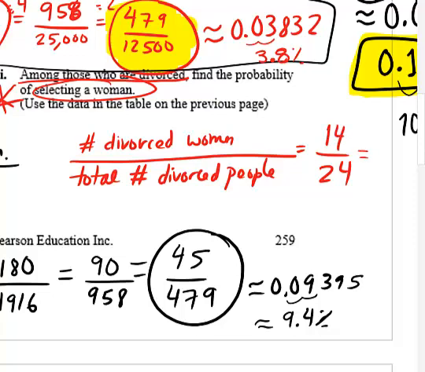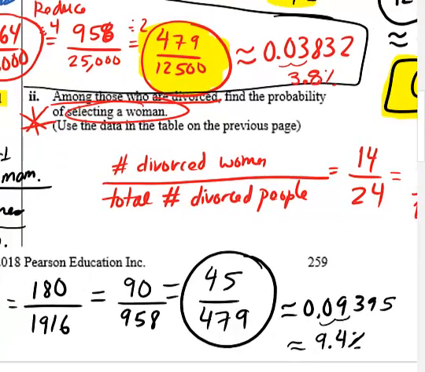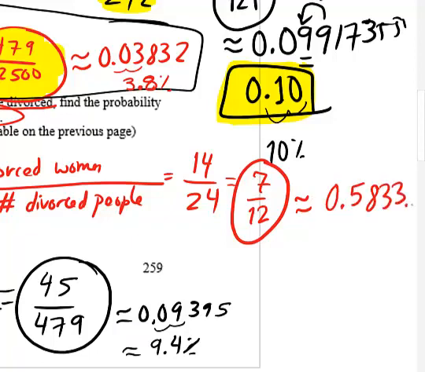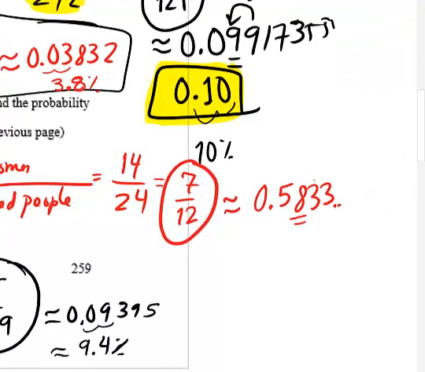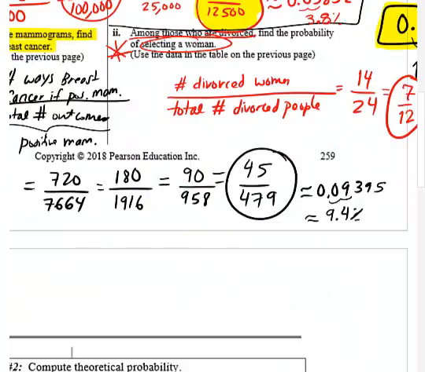So it looks like 14 out of 24, which reduces to 7 out of 12. This one they didn't say where to round, so I might leave it as a fraction. But in case they said round your answer to the nearest hundredth, like in the last one, if I put it in my calculator, I get 0.5833, and the 3's go on and on. If they want me to round it to the nearest hundredth, this 3 would not round the 8 up to a 9, so it would just stay 0.58. But they didn't say that in this part, so I'm just going to leave it as 7/12.